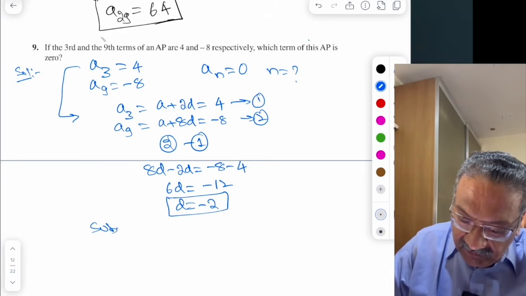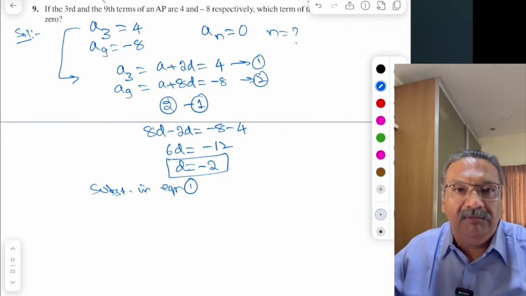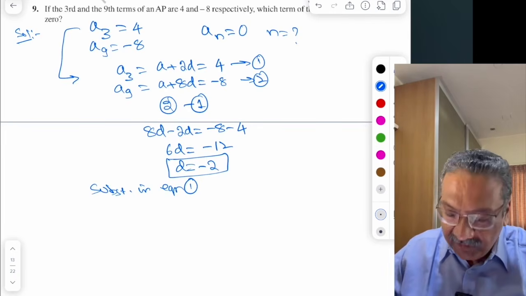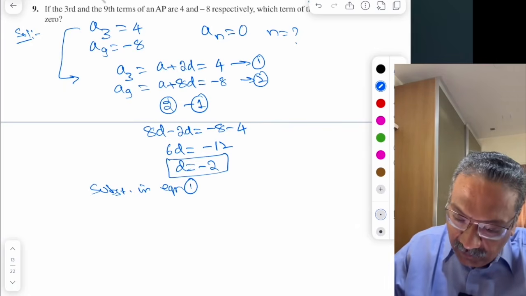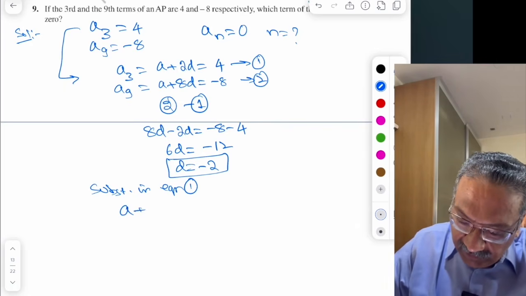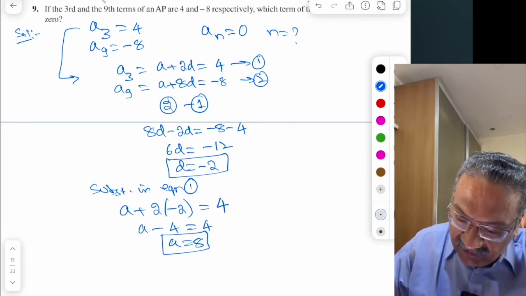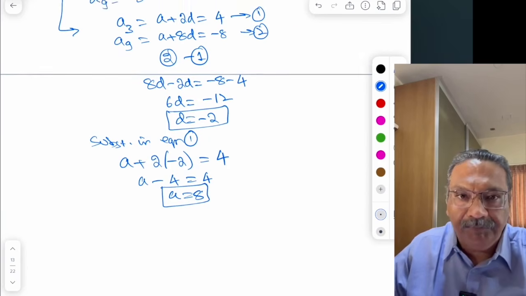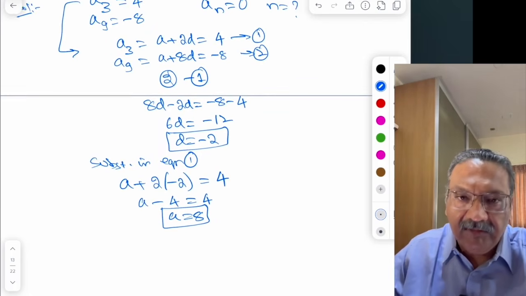Substitute this in equation 1. I am solving these questions as fast as possible, but when you are writing in the exam, write a little neatly and slowly, you will have a lot of time. If we substitute d is equal to minus 2 in equation 1, a plus 2 into minus 2 is equal to 4, so a minus 4 is 4. So a is 8. So the first term is 8. We got the first term and the common difference. What they have asked is which term is 0.